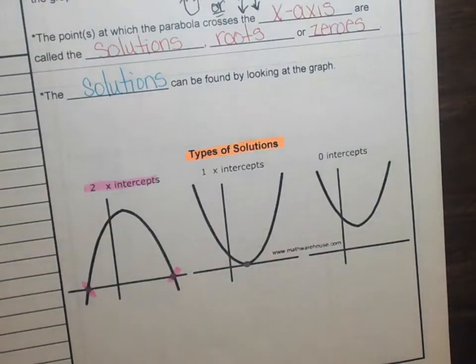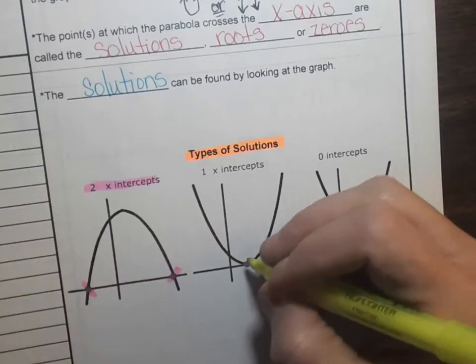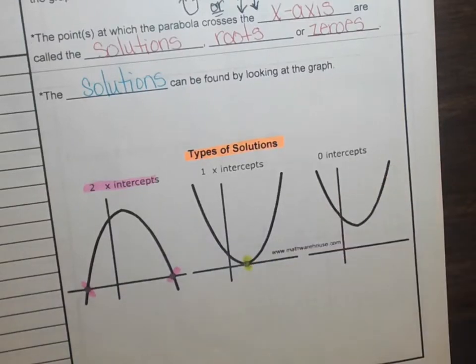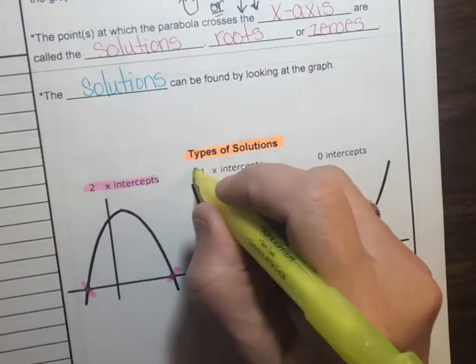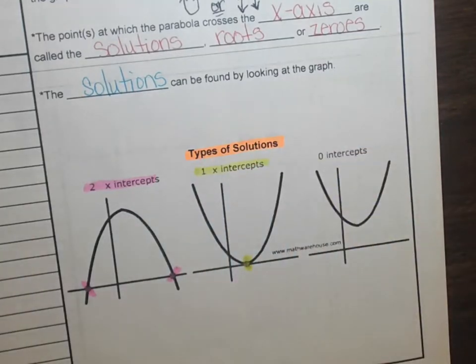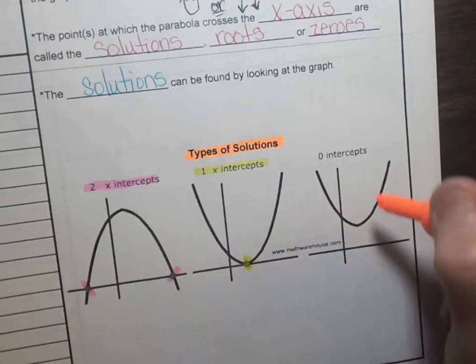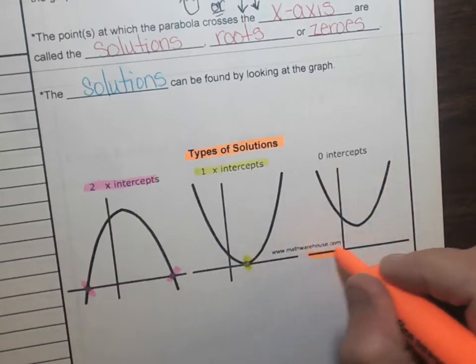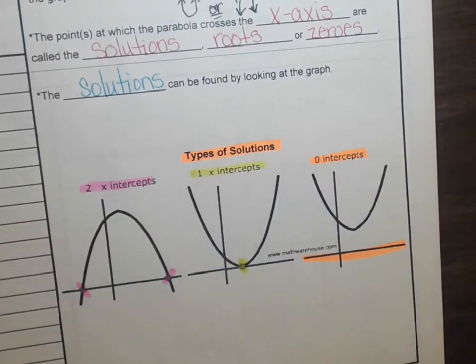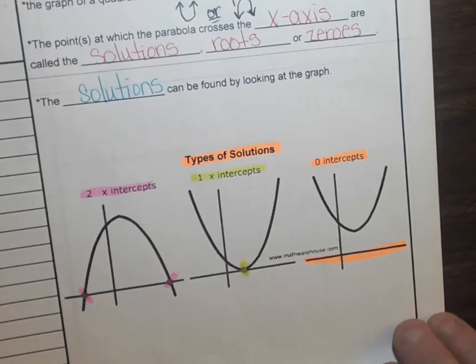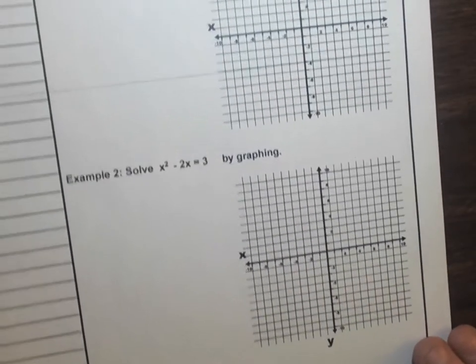A second thing that might happen is your parabola will only touch the x-axis once, and therefore you will have one x-intercept or one solution. And finally, the third thing that can happen is your parabola may not touch the x-axis at all, and therefore you have zero intercepts or zero solutions. So keep that in mind as you're working. Now we're going to try some examples.